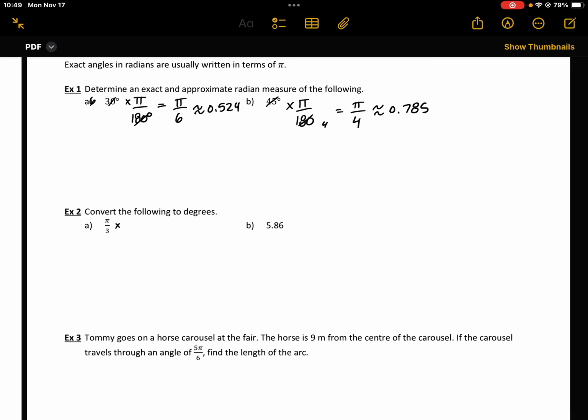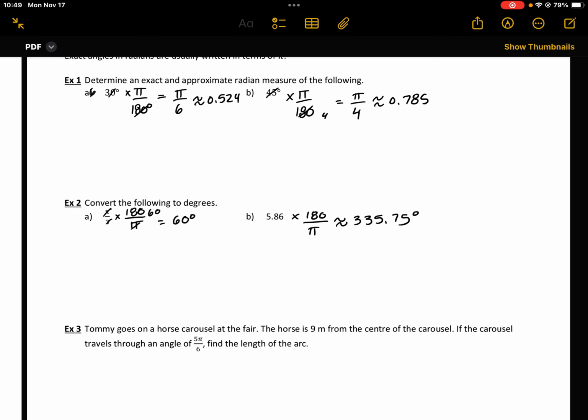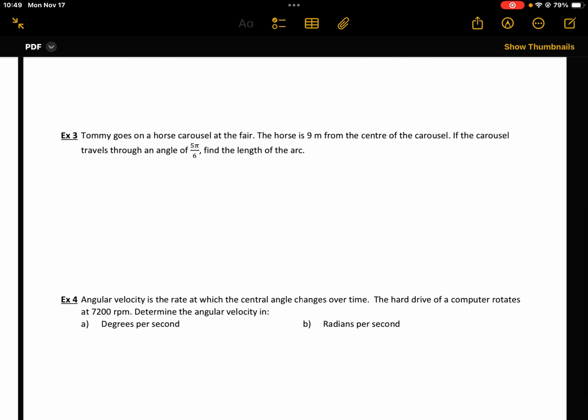So we're going to take our radian value and multiply by 180 over pi, allowing me to do some reducing here. And I'm going to get that this is equivalent to 60 degrees. And then 5.86 radians, I'm going to apply the same strategy, except I'm not going to get an exact value here. I'm going to multiply by 180 and then divide by pi. And so I get 335.75 degrees.